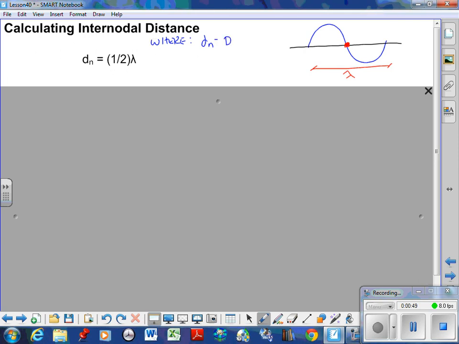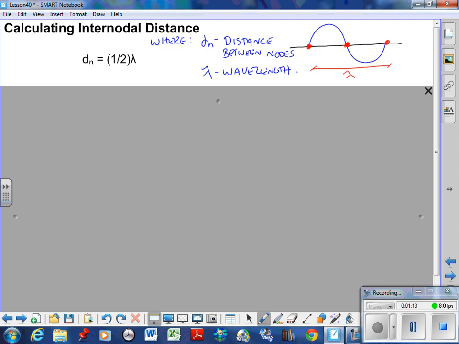So distance between nodes. That makes sense too, because your node's also going to occur here, because this is the next part of the wave, and here, that's the next part of the wave, and so on and so forth. And lambda is your wavelength, of course.